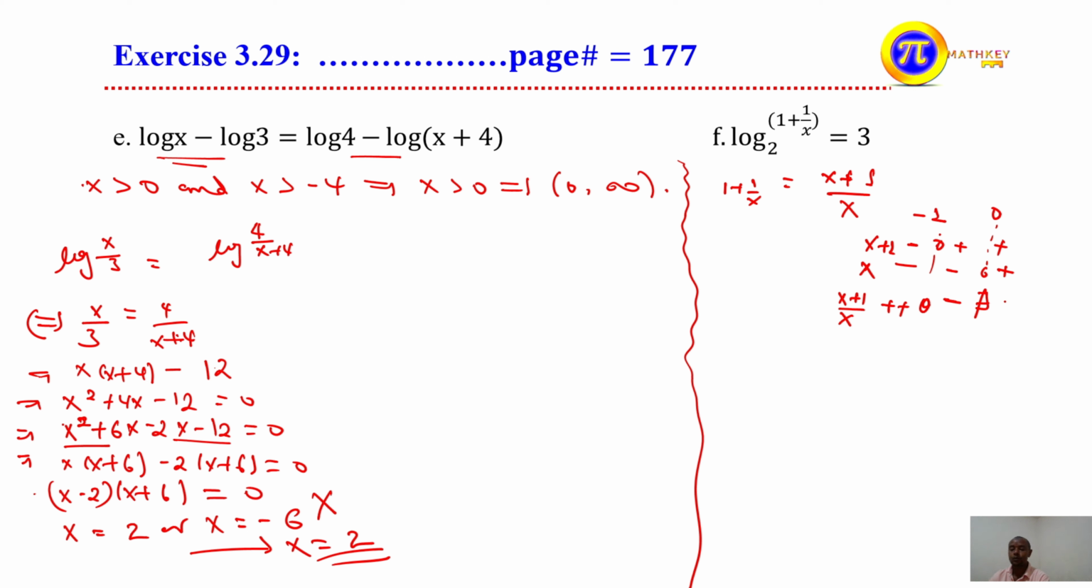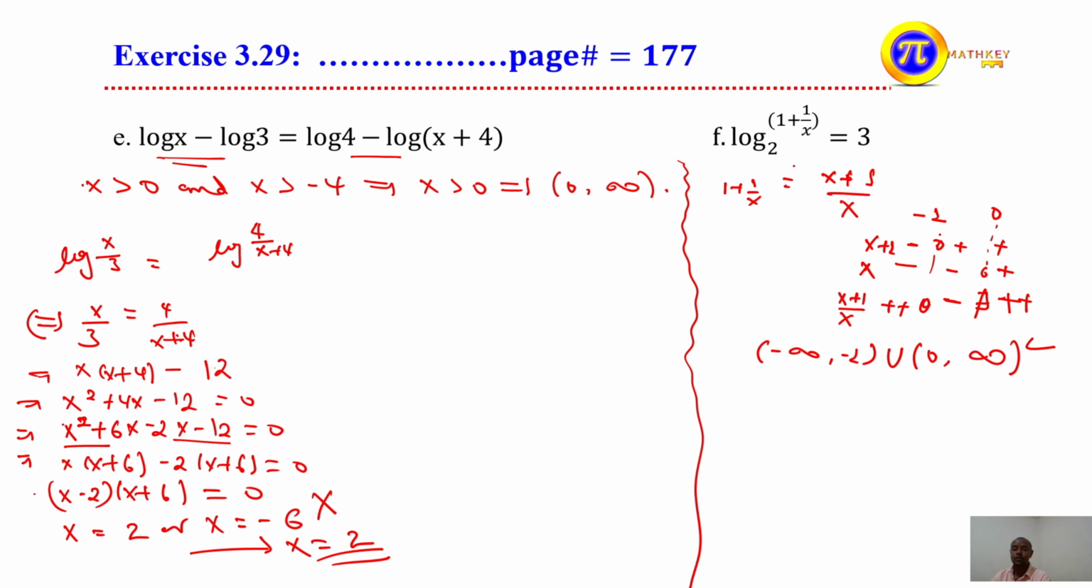And positive times positive is positive. Positive divided by positive is positive. So it is positive, and the domain for this one is negative infinity to negative 1, union 0 to positive infinity. This is the universe for this one. So the solution must lie on these intervals.